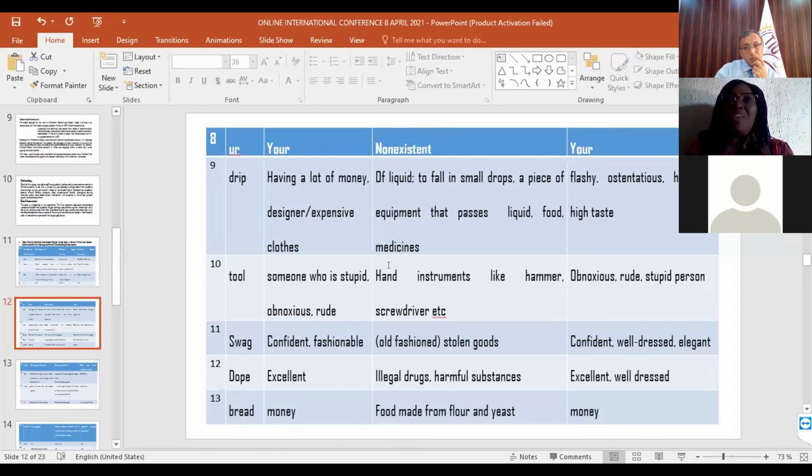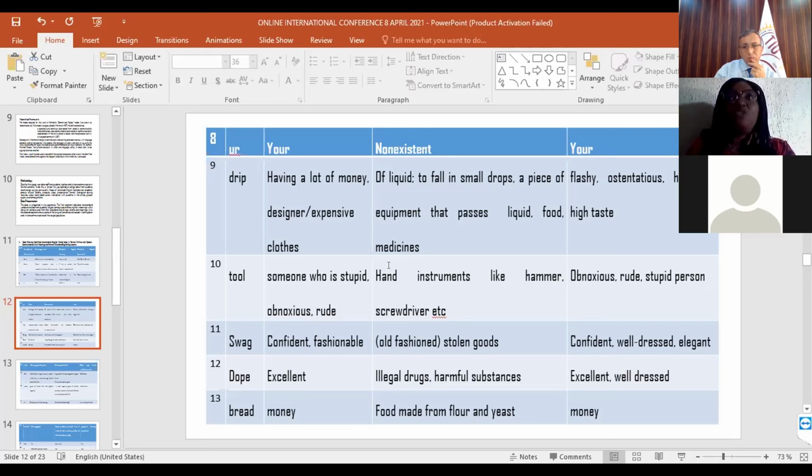Then swag, used to mean confident, fashionable. But then swag is an old-fashioned word in the standard English, because it isn't used in that light again, but then when it was used to mean stolen goods. So what is the right word? Of course, confident. You just say someone is confident instead of saying the person has swag. Or someone is well-dressed instead of saying the person has swag. Then, of course, we also have dope, used to mean excellent, but this is illegal drugs or harmful substances. So the standard English equivalent, of course, is either excellent or well-dressed, as the case may be.